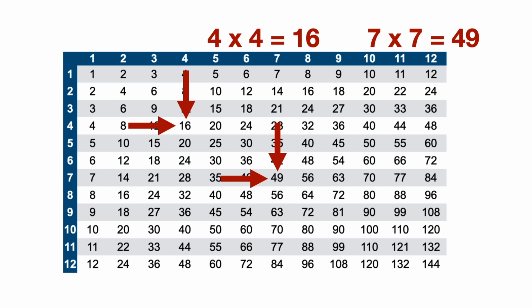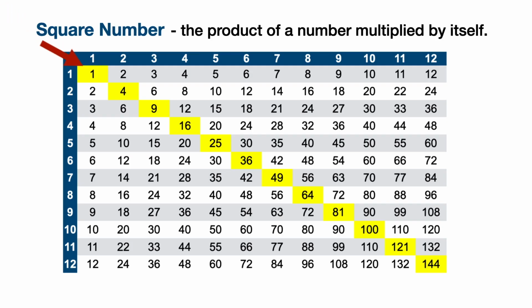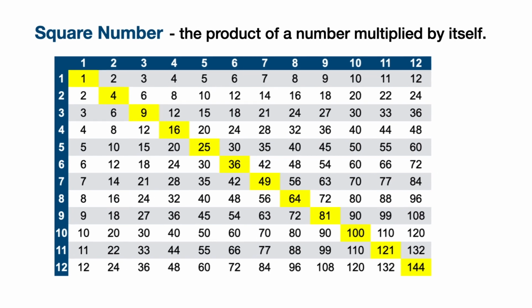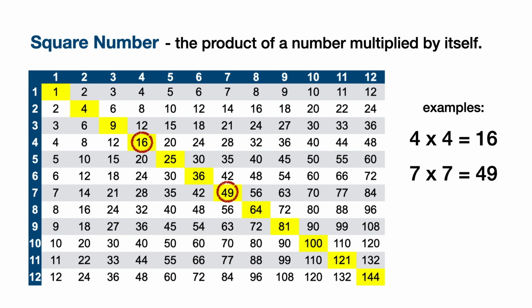And if we picture the product as an array, yes, you are right, Mrs. Rudd, the arrays look like squares. 16 and 49 are square numbers because 4 times 4 and 7 times 7 come out to be squares. In fact, the square numbers run all the way down the diagonal of the multiplication chart. They are the products of a number multiplied by itself. Every one of those numbers makes an array that is a square. Some examples of squares are 4 times 4, as we saw, 7 times 7, again, and 10 times 10, all down that diagonal.